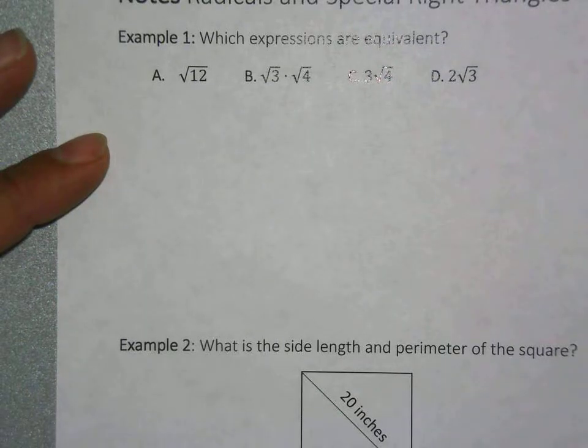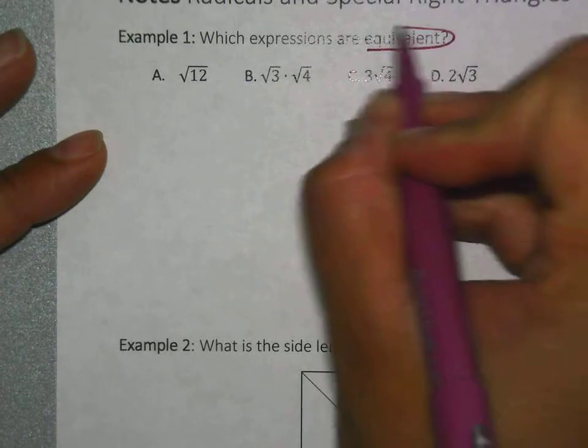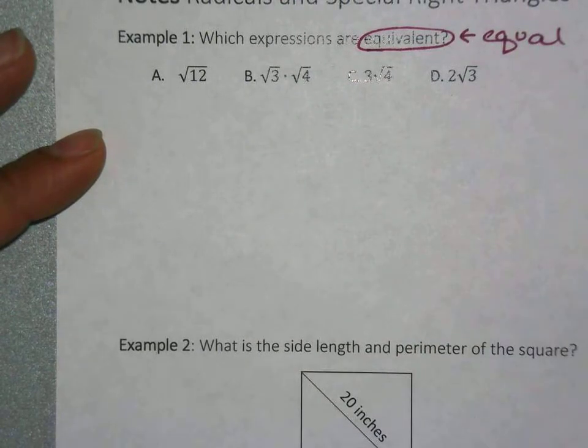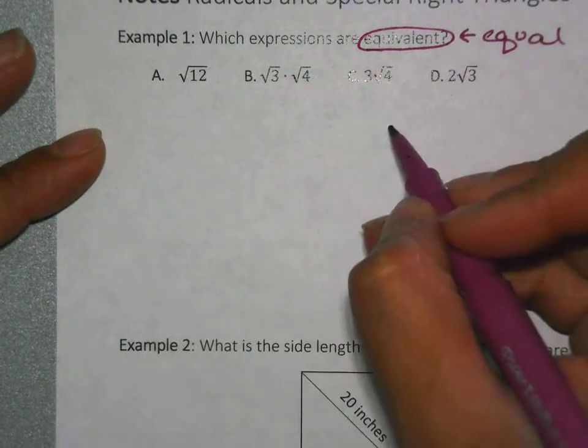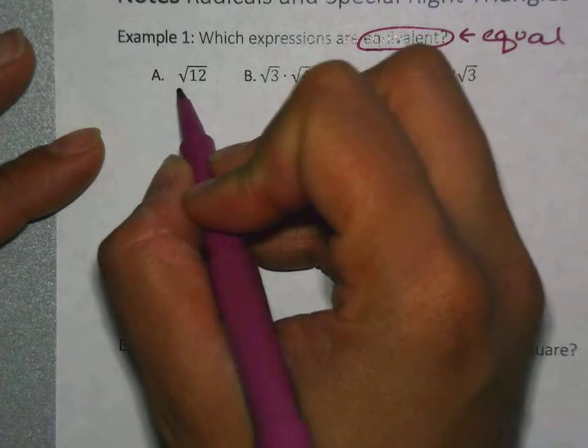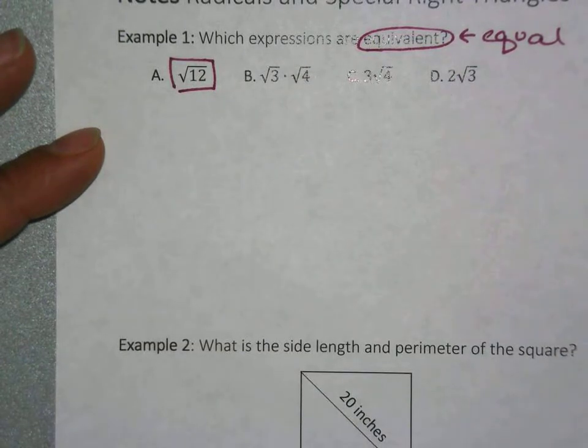In example 1, it is asking us which expressions are equivalent. Equivalent means equal. So which are equal? So I'm going to work through each of these to determine which ones are the same. For right now, I'm just going to leave root 12 as it is.